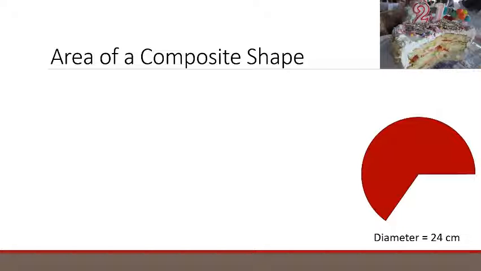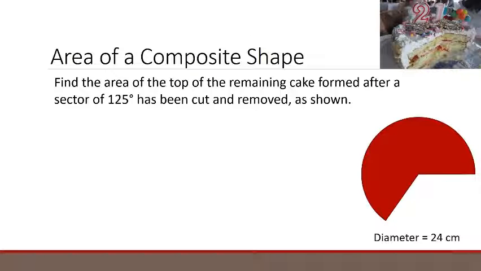Here's another area of composite shape question, and you can see it's our birthday cake, and some slices have been cut out, as sectors. The question is to find the area of the top of the remaining cake formed after a sector of 125 degrees has been cut and removed as shown. So let's have a look at this. We know that the diameter of the cake is 24 centimetres because it's a bought cake with lots of jam, lots of cream. And the radius must be half of the diameter, so it's 12 centimetres. And here's where we do the subtraction.